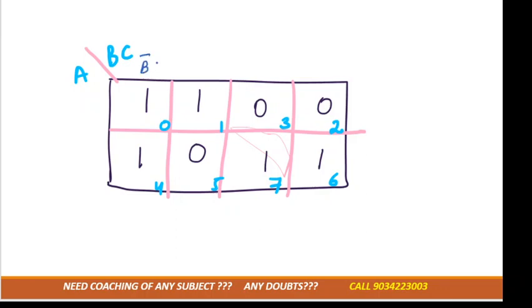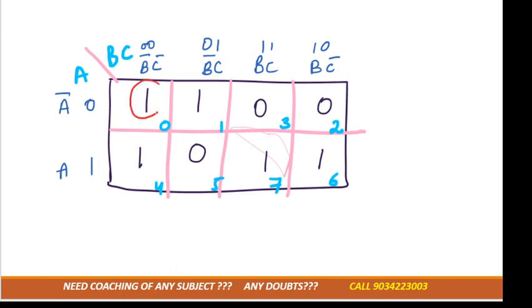Suppose this is B bar C bar, I'm writing it directly. B bar C, B C and B C bar. How did it come? I told you 0, 0, 0, 1, 1, 1, 1, 0. Okay, 0, 1, that is A bar and A. Now we need to write down the expression for this one.